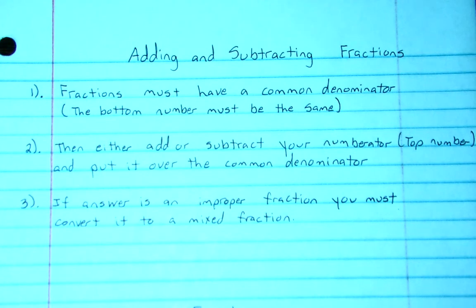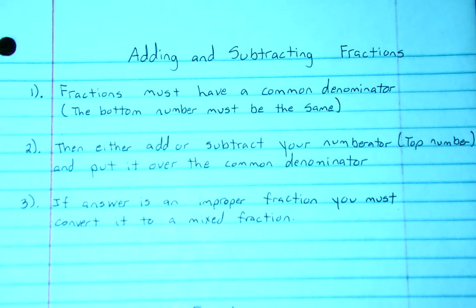The first thing when you're adding or subtracting fractions is the fractions must have a common denominator. The common denominator is the number at the bottom of the fraction. They must be the same. Once you get a common denominator, step 2 then is to either add or subtract your numerators, which are the top numbers. And you will put the new numerator over the common denominator.